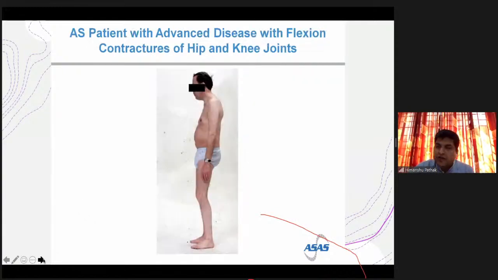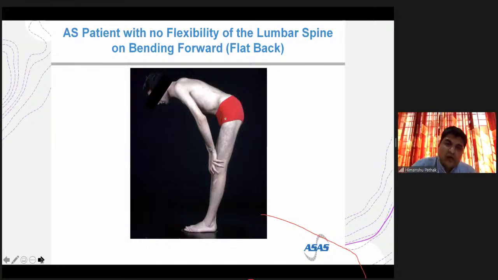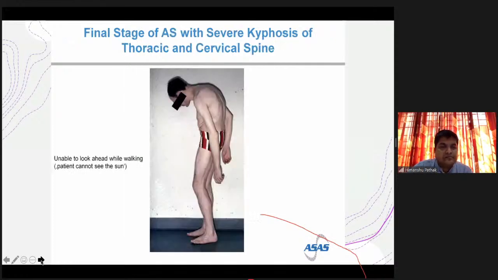From now on, I will be showing you some pictures. This is a patient with chronic back pain, and you see that the patient has now developed contractures of his hips and knees. So this patient has ankylosing spondylitis. Similarly, in this patient, there is a disappearance of lordosis of the lumbar spine, and they lose their flexibility of the back. There is almost a flat back. And we come across patients who have severe kyphosis of their thoracic and cervical spine. All these patients have a history of inflammatory back pain.